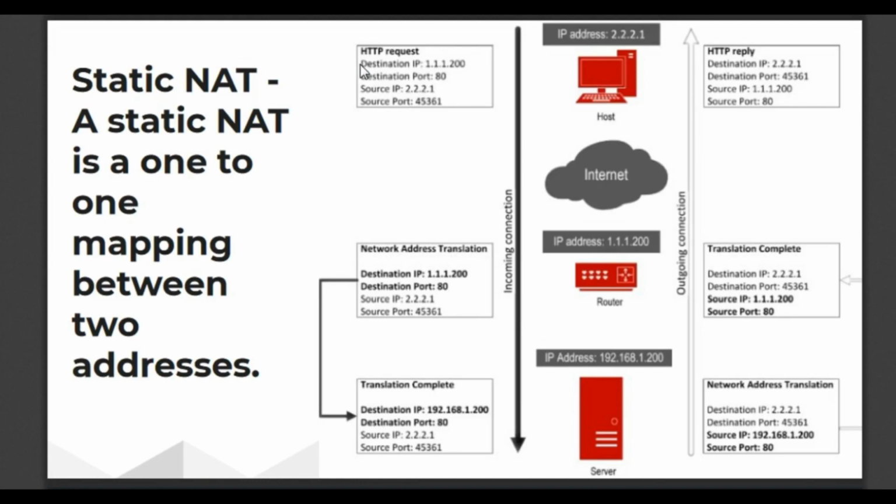You can see the outgoing connection and the incoming connection. When it's an outgoing connection, it translates the source IP and source port. But when it's an incoming connection, it translates the destination IP address and destination port. So it's very useful to understand how it works.